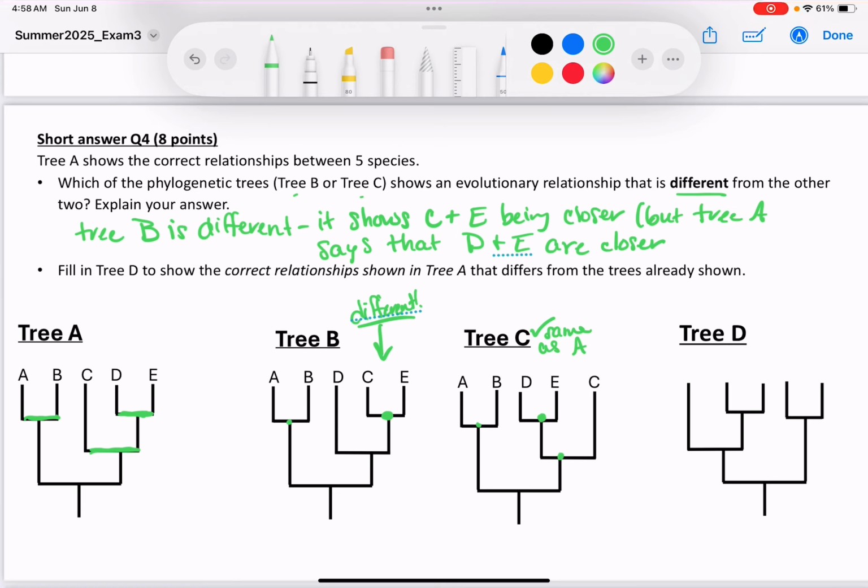Okay, so the next thing I need to do is fill in tree D to show the correct relationship shown in tree A that differs from the trees already shown below. Okay, so here I need to take a look at my tree, and it looks like here's where my trio is, where I have C, D, and E, and then on this other side I'm going to have A and B. So A and B are most closely related, D and E are really closely related, same as A and B are to each other, and then C is really close to D and E. Okay.